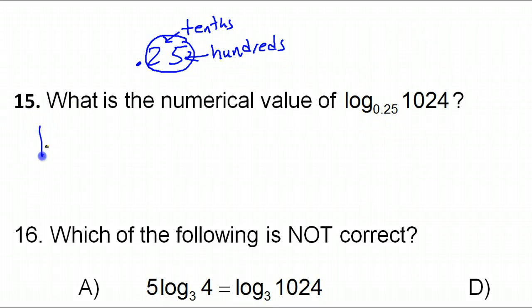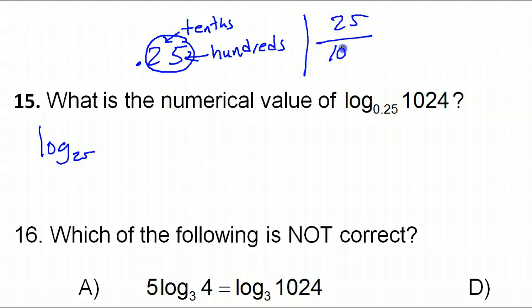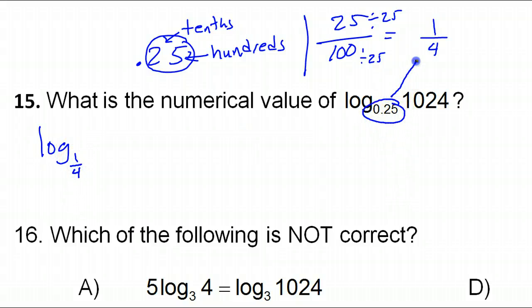So this is the same thing as having log base 25 over, well, you know what, let me do this separately. So we have 25 hundredths, but this obviously will reduce. Alright, if we divide both of these by 25, that's 1/4. So let's just go straight to that. So we have log base 1/4. In fact, I mean, you really should just memorize that 0.25 is 1/4. Alright, it's a quarter, like think money. Anyway, so log base 1/4 of 1024.